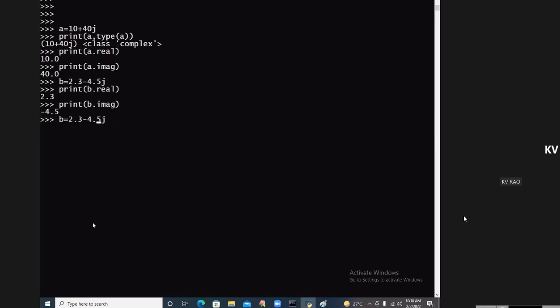You can take one more representation. 2 you can take, and plus, 4.5 you can take. And b.real, see that 2.0, and b.imag 4.5 is coming. Are you able to understand? Fine.